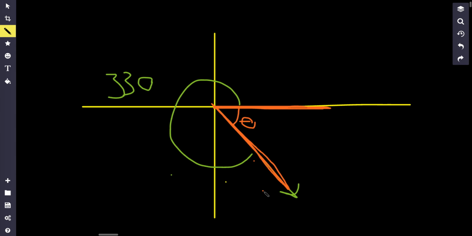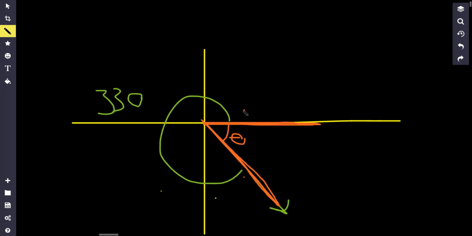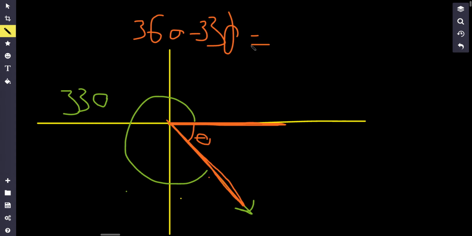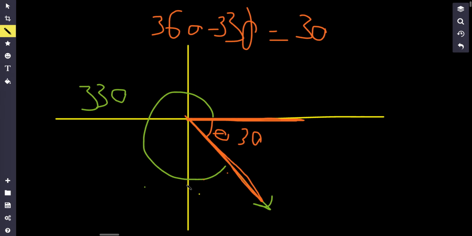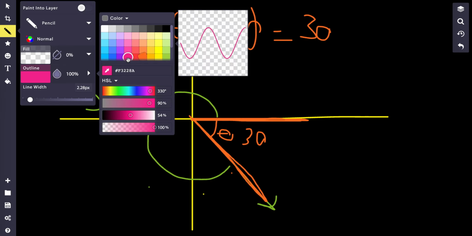How would you solve this? If your angle is in the fourth quadrant, you take 360 and subtract that angle. So the reference angle right over here would be 30 degrees. Now, why would this work?